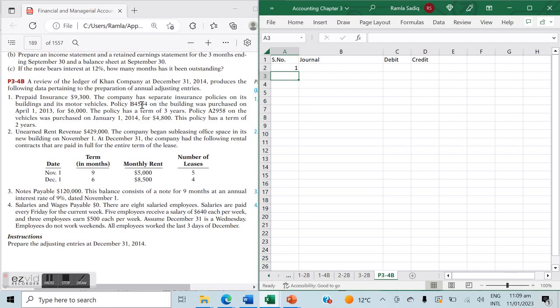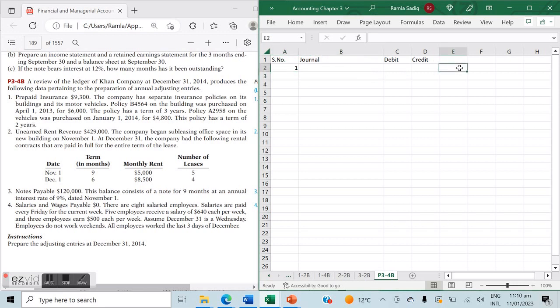Policy B4564 on the building was purchased on April 1st, 2013 for $6,000. The policy has a term of 3 years. And policy A2958 on the vehicles was purchased on January 1st, 2014 for $4,800. This policy has a term of 2 years.